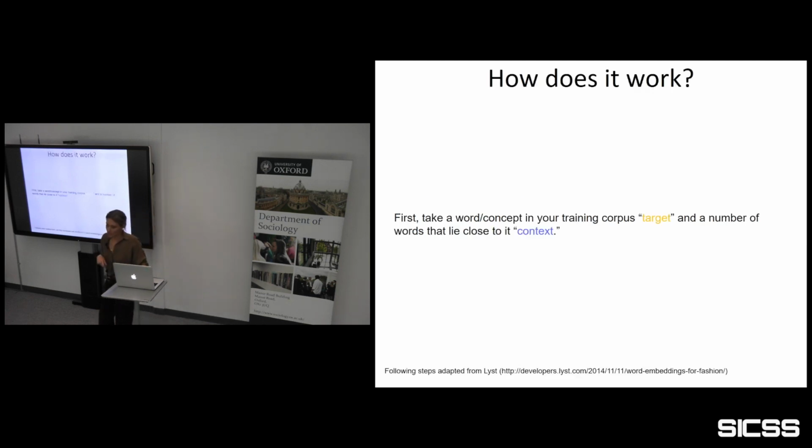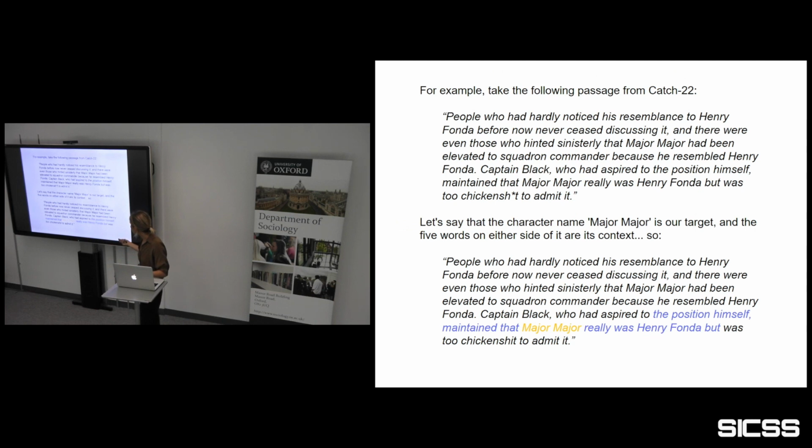How does it do it? We're going to take the skip-gram example because that one's a little more common and what we'll be doing later. So you take a word or concept in your training corpus, call it a target, and the number of words that lie close to it, the context, which again you define as, say, 8 words around it, or in this case I think I did 5. So here's an example from Catch-22. It's a quote. We'll just focus on this last sentence. "Captain Black, who had aspired to the position himself, maintained that Major really was Henry Fonda and was too blank to admit it."